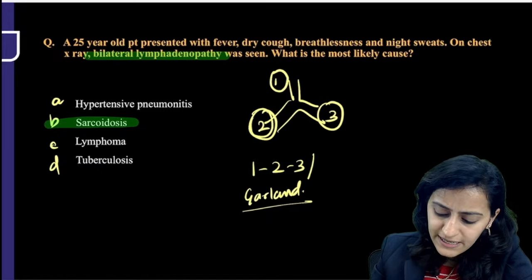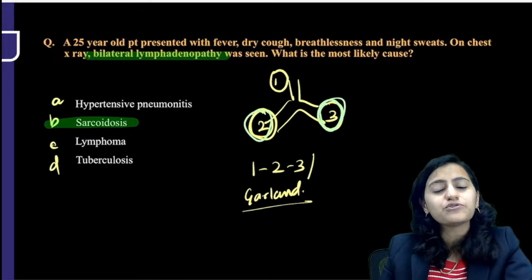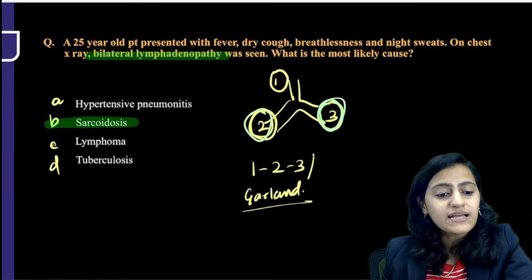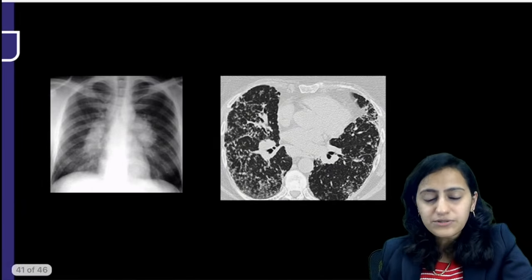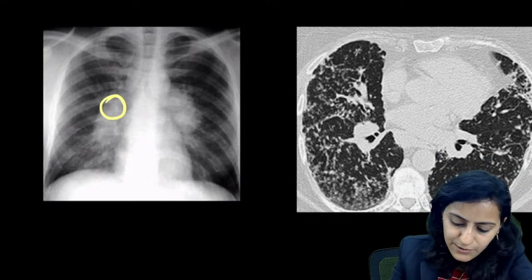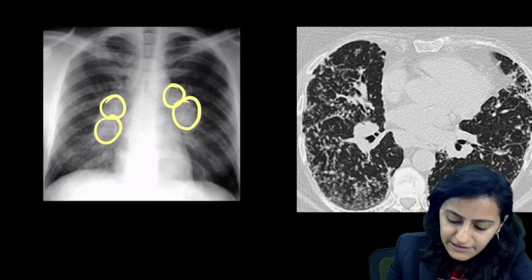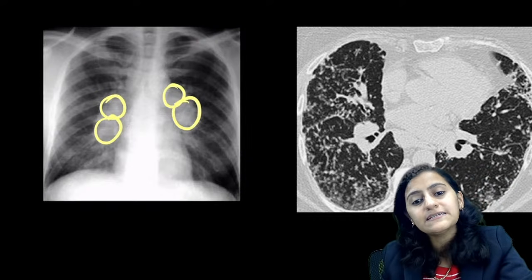These lymph nodes can show the eggshell calcification. What do you see here in this radiograph? These are the bulky, round lymph nodes that we are seeing here. Bilateral hilar lymph nodes is what we are seeing here.